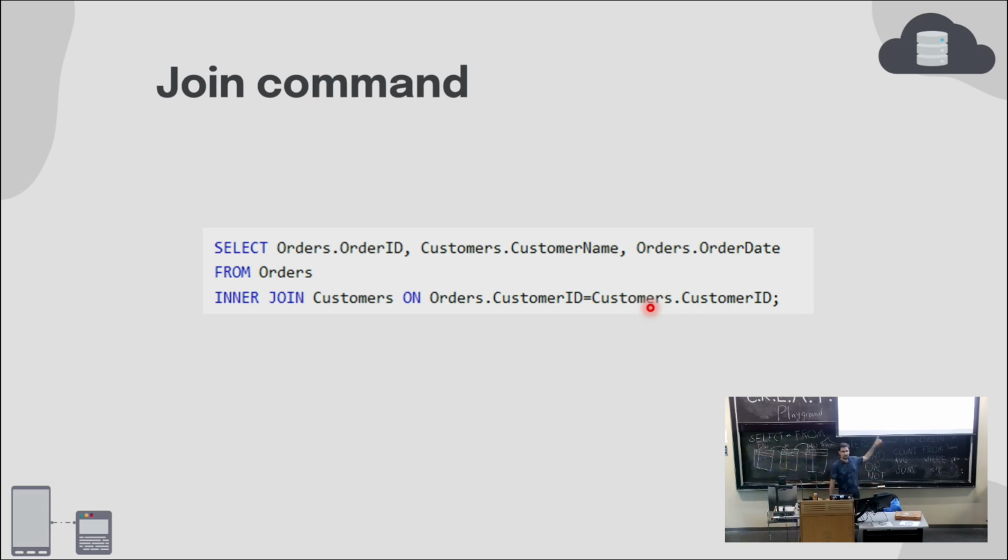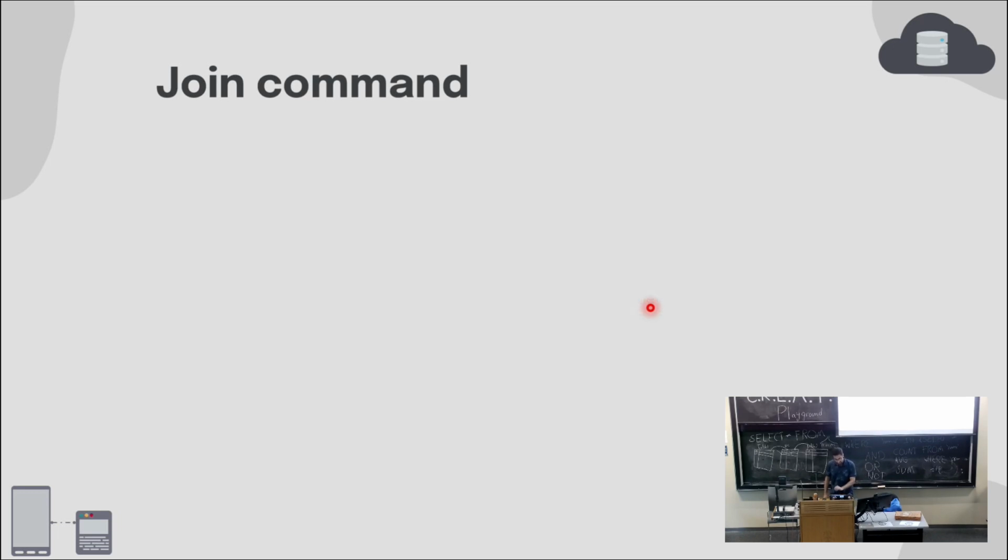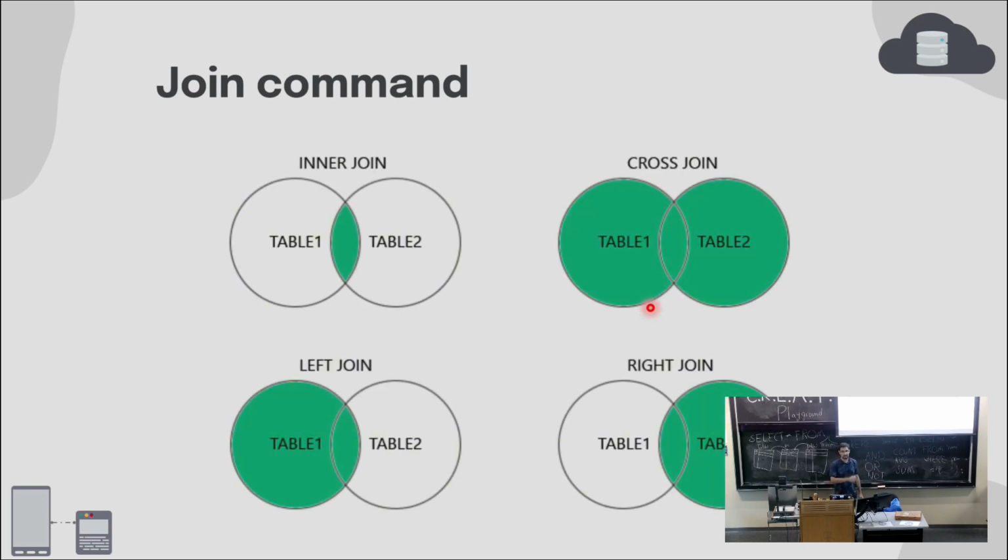But why do we have the inner join? That's where things get a bit crazy. We have 4 types of join. We have inner join, cross join, left join, right join. The inner join only works when a record is found in both of them. So if you're doing ID 1, it has to be in both tables to combine.